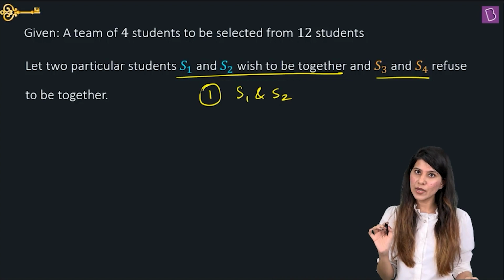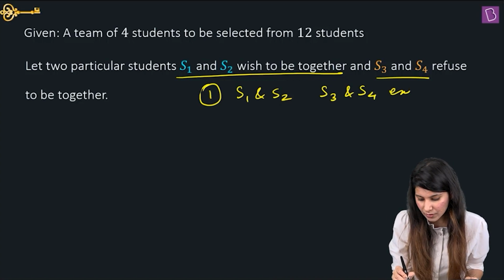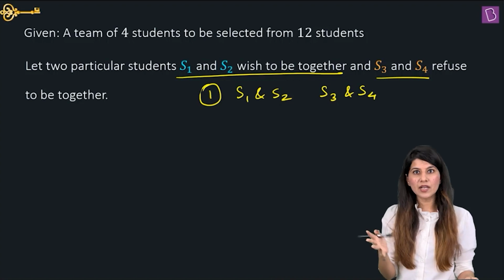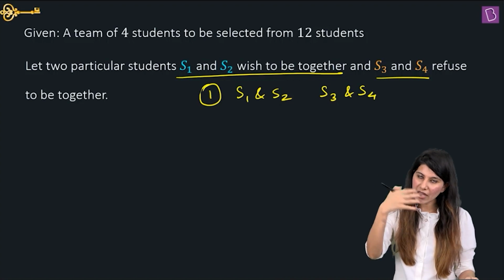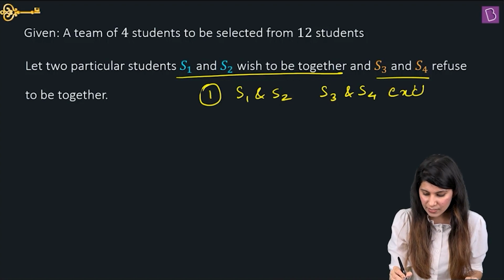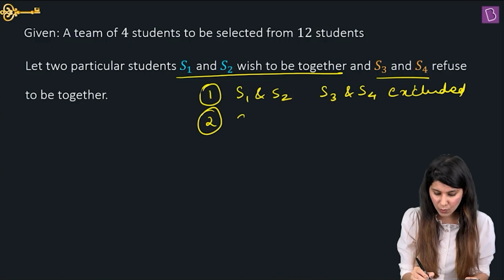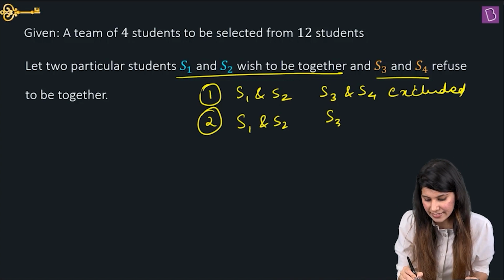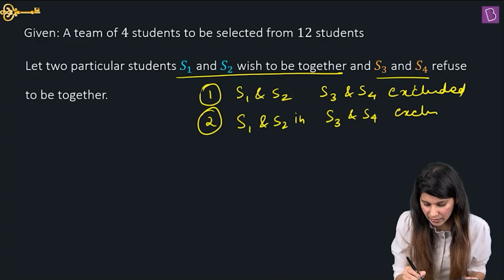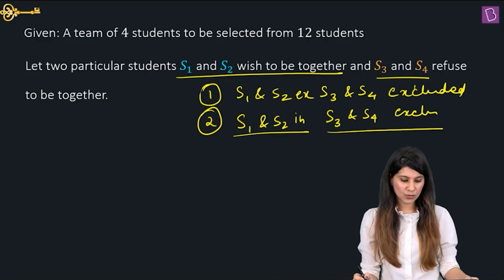So S1 and S2 excluded, and S3 and S4 are also excluded, because if one will come, the other will not come. So I have excluded everyone. Now in the second case, let's include S1 and S2 because they want to be together, and S3 and S4 excluded.